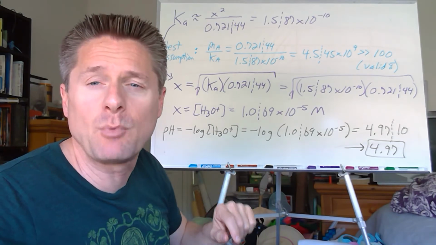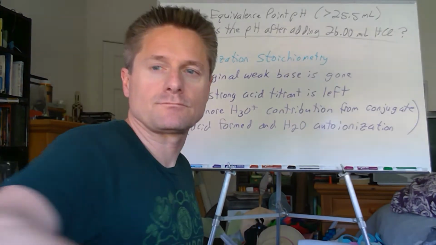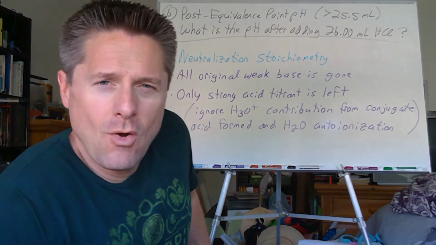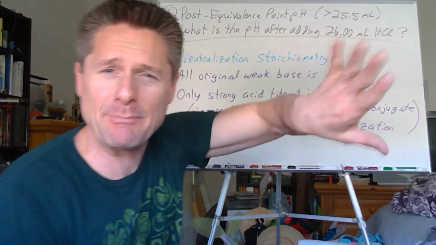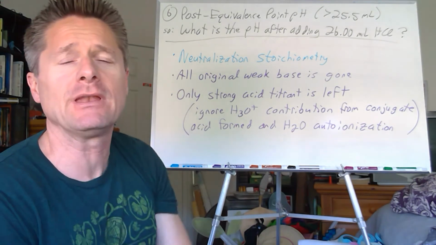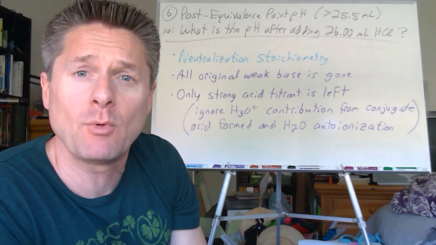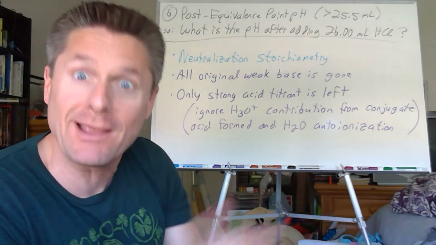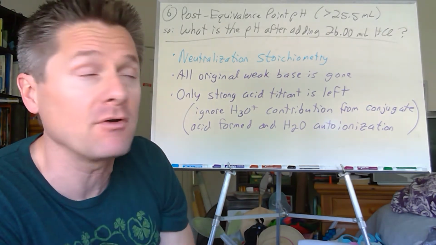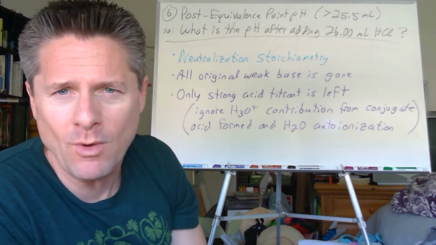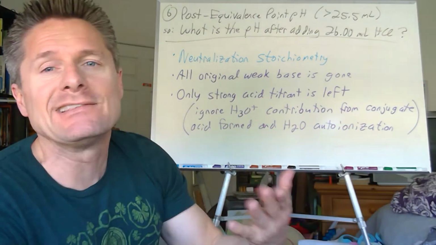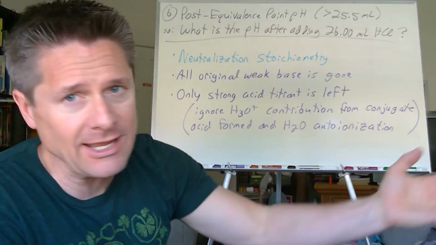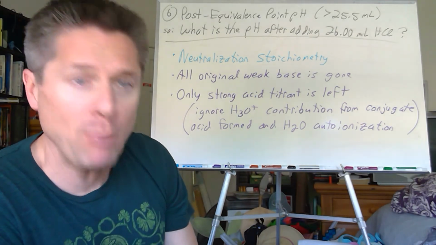All right, let me erase this board, do one last problem. Here we go, post-equivalence point region, my friends. So that's anything past the volume of titrant that we needed to get to the equivalence point, which we calculated in step 1, right? That keeps coming back to haunt us. That's why I always do that first. So that was like 25.501 milliliters, I think, to hit the equivalence point. So anything past that is the post-equivalence region, and all calculations are identical at that point.